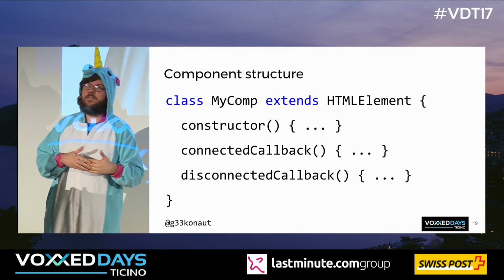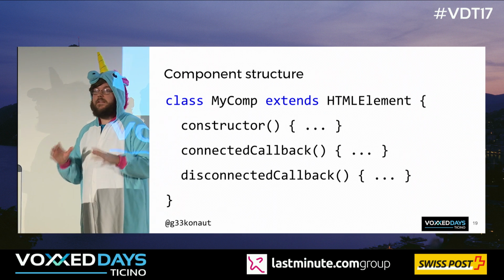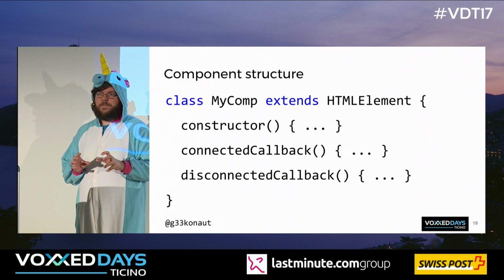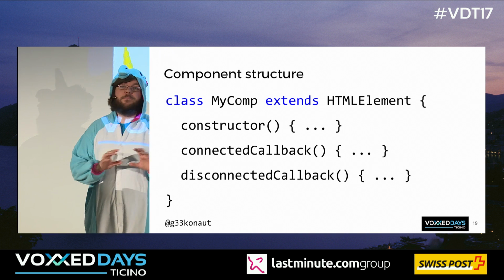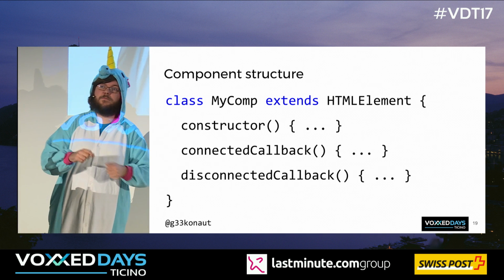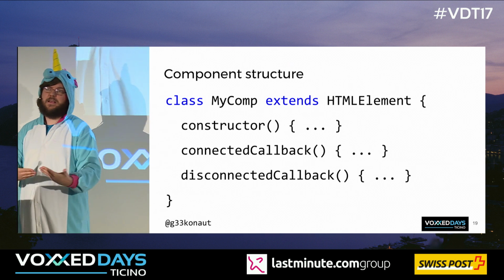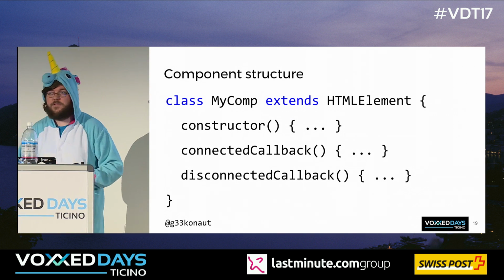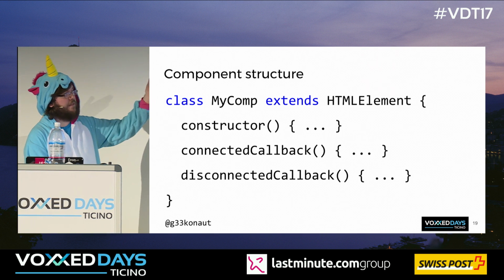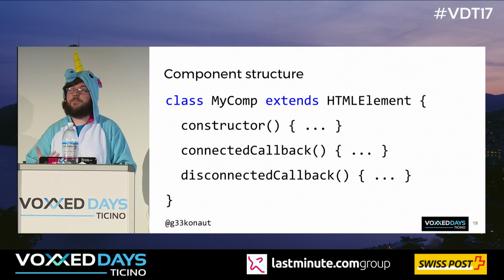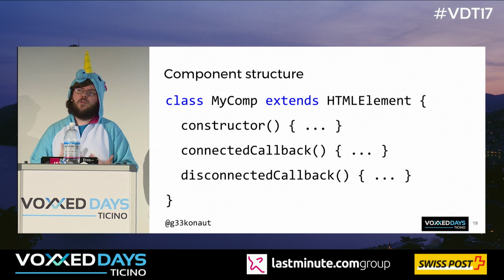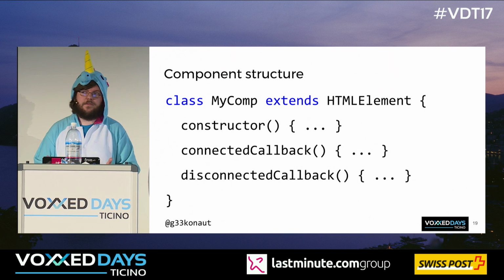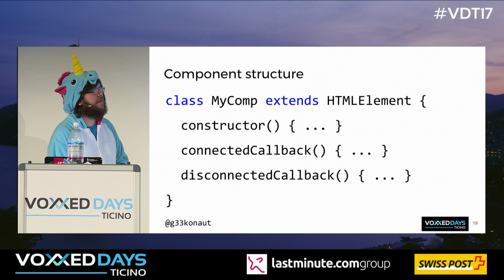The constructor runs when someone creates it, but it's not in the DOM yet. The connected callback is run after we have been inserted into the DOM. So that's when someone is actually starting to display us. And that's when we can do things like set up event listeners, put things into the DOM. And the disconnected callback is the opposite. We have been removed from the document again. So we can, for instance, remove the event listeners again and clean up ourselves, basically.